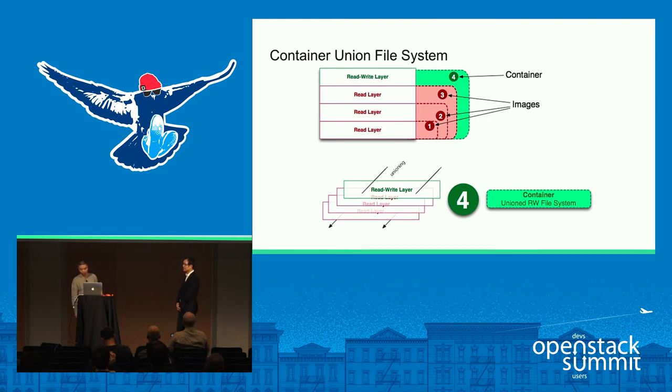So we introduce the container union file system. Look at the first picture. When a container is initiated, a read-write layer is added on the top of the read-only layer. So any change made to the container when the container is running is reflected in the read-write layer. The underlying image layers are never affected. As soon as a change is initiated to an underlying layer, a new layer is added. This is referred to as copy-on-write.